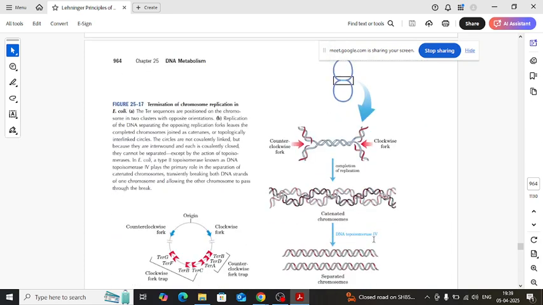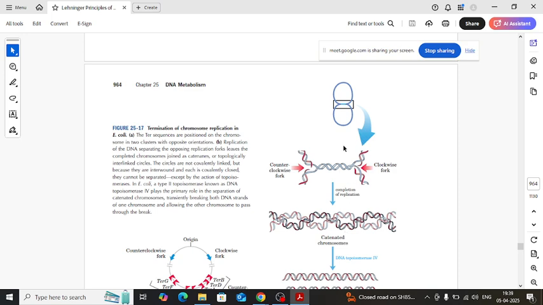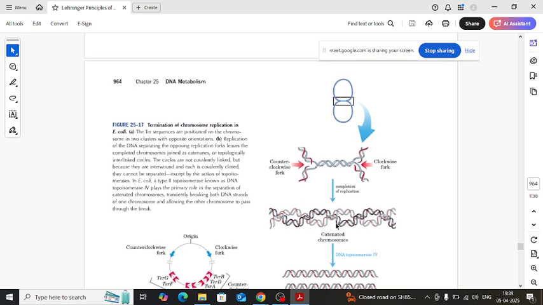Right? So how does DNA replication get terminated? Suppose these are two opposite-direction forks, a counterclockwise fork and a clockwise fork. They are moving in opposite directions, and when they come here, this is actually the indication of the completion of the replication, right? If you zoom out this.